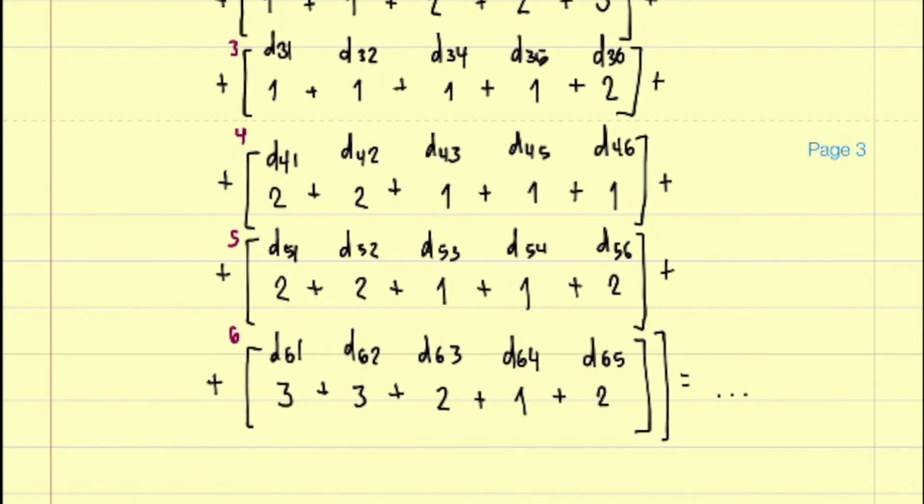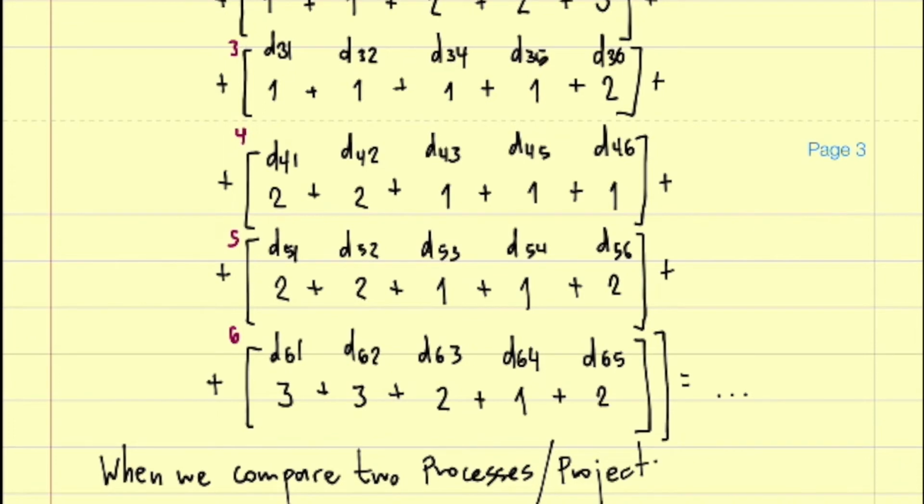The shortest, so when we compare two processes or projects, the one with the shortest average path length should perform better.